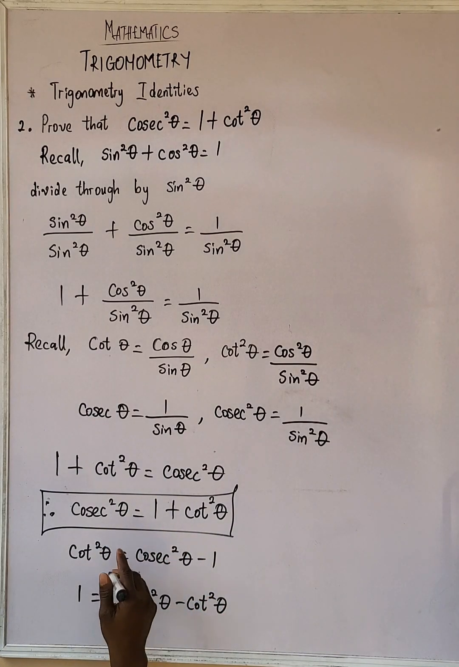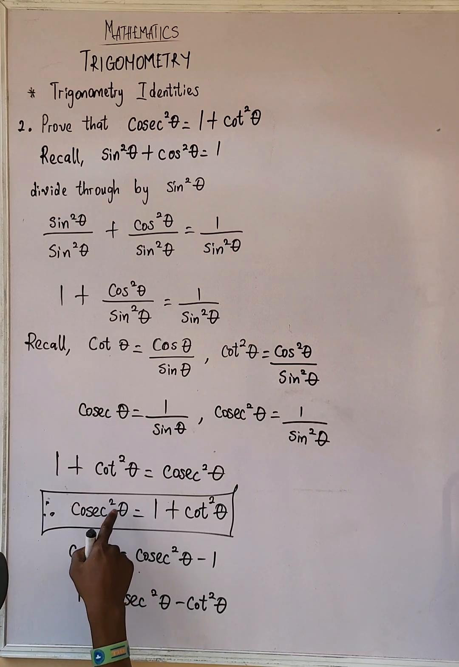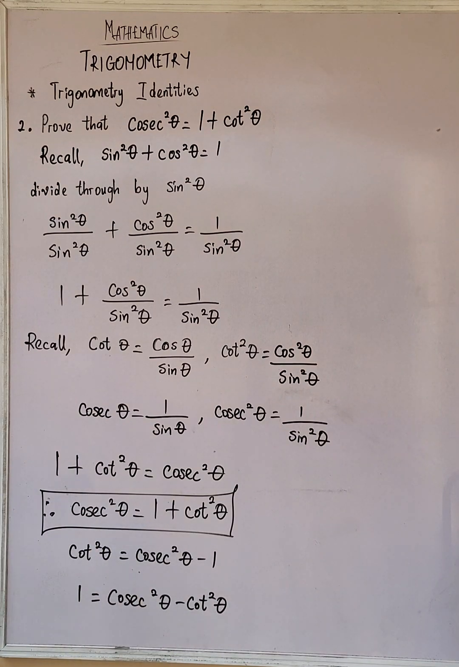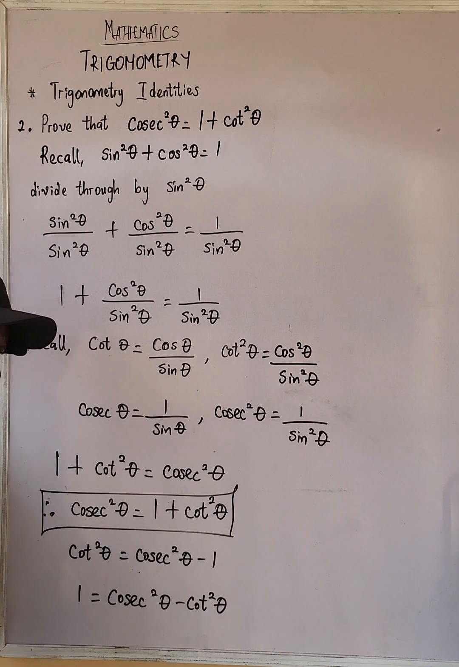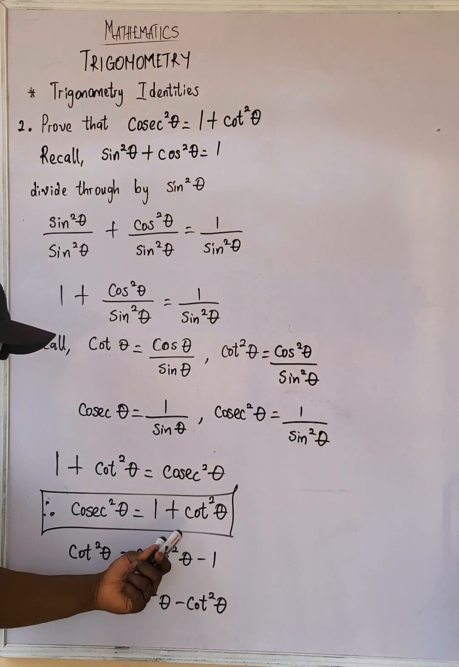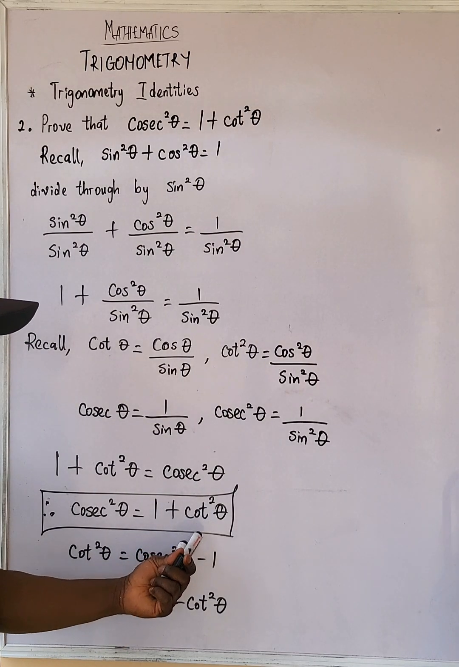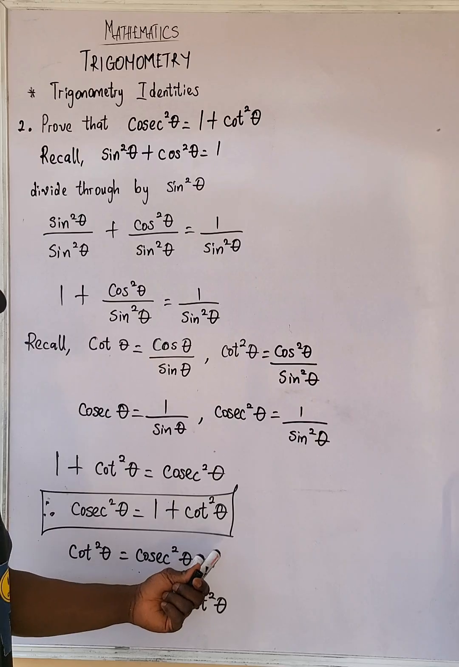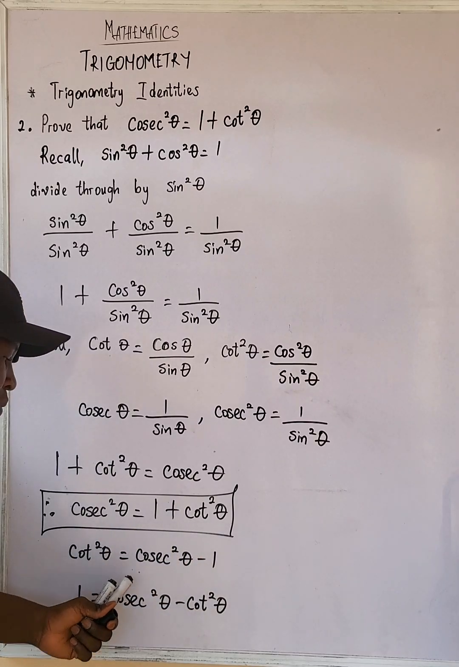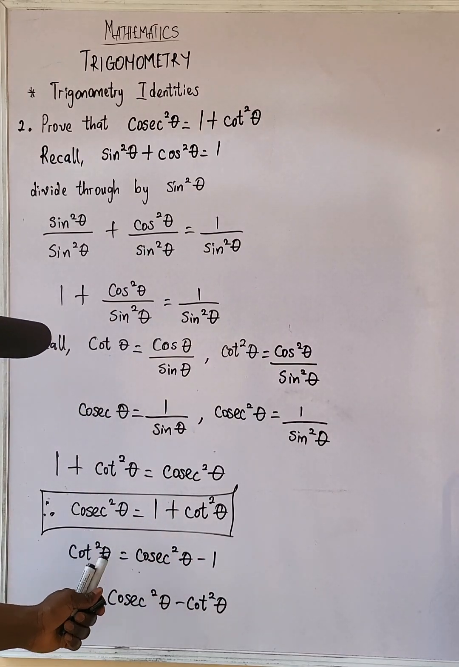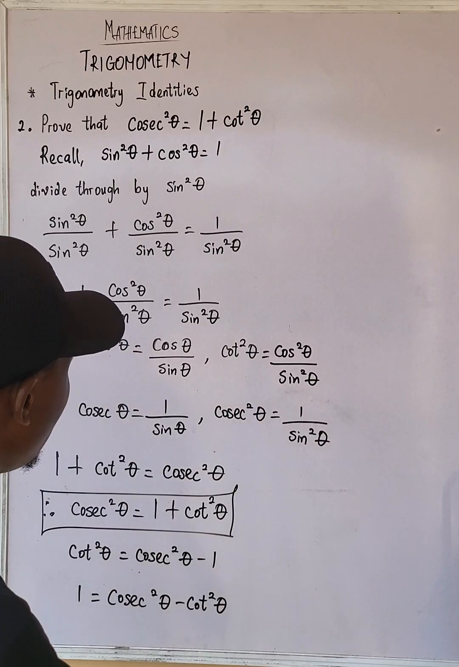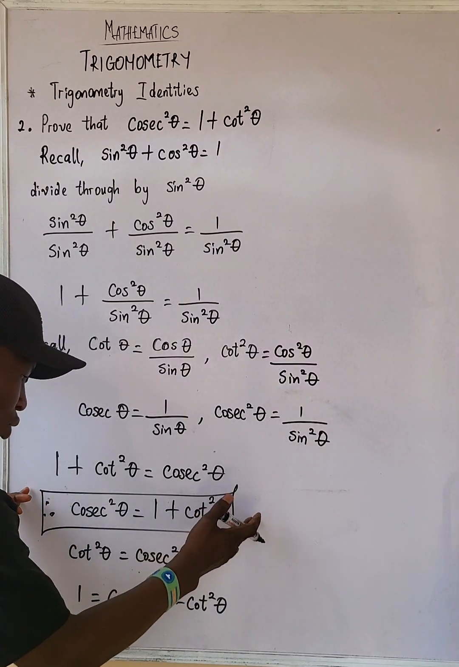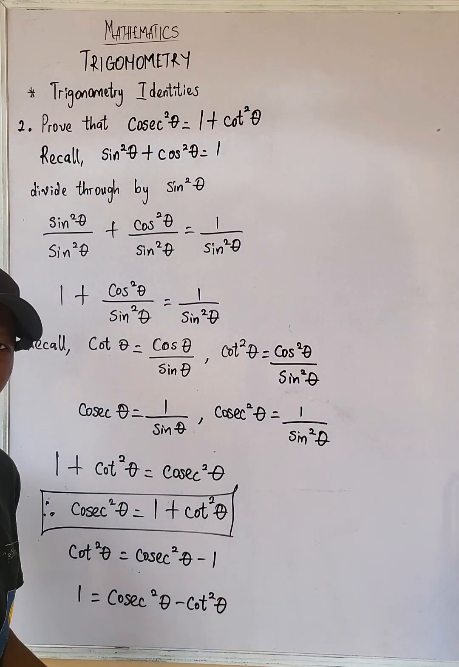But you don't actually need to know these remaining two. Once you know this one, you can get the others. This is the major one we actually need. So to make cot square theta the subject of the formula, that will be cosec square theta minus 1. And to make 1 the subject of the formula, that will be cosec square theta minus cot square theta. Do you understand? Just know this one, and you can get the remaining ones from it.